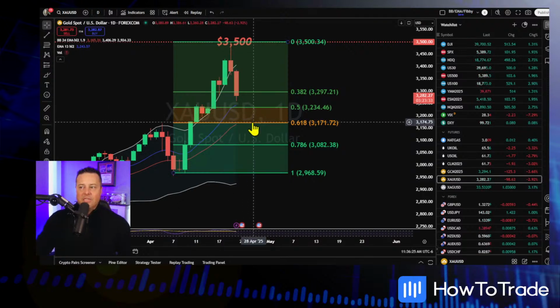And then the other one, 62% down there at 31.71. Probably looking at 31.72, 31.50s. If you want to be aggressive, you could buy 32 or 31.75s and get away with it.